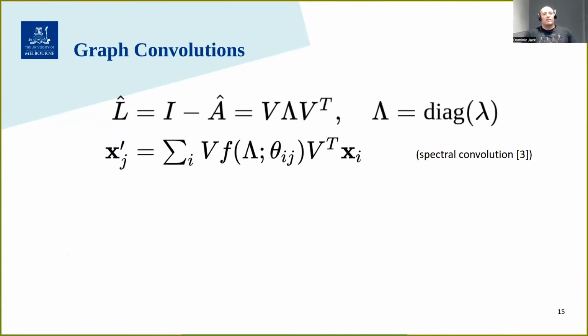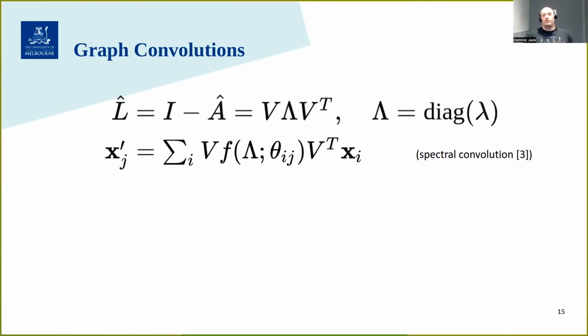So let's talk about graph convolutions. So we said earlier, our normalized Laplacian looks like our identity minus our normalized adjacency matrix, right? And we can break that down into our V lambda V transpose just by doing an eigen decomposition, where lambda here is our diagonal matrix of eigenvalues. We said that the small eigenvalues associated with lambda are important. We want to do stuff with the eigenvectors associated with small eigenvalues, right?